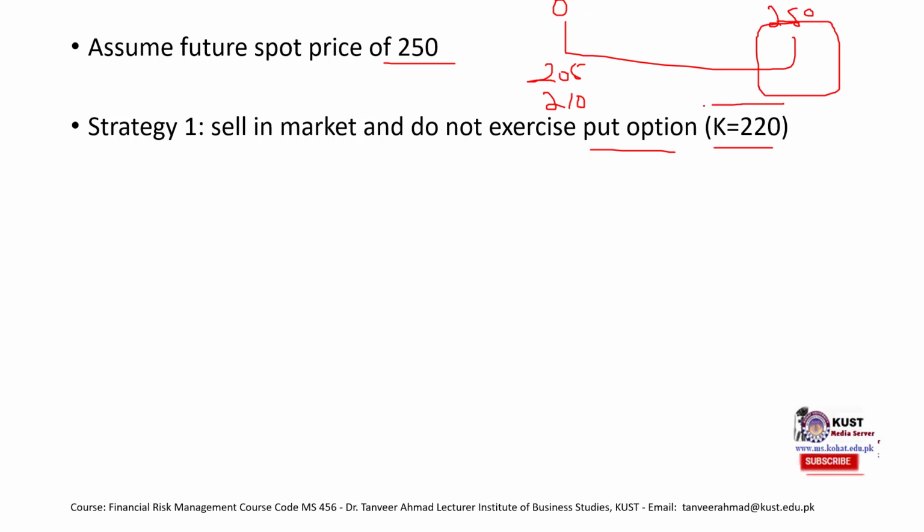Instead of selling at the agreed upon price of 220, we have the right to sell it in the open market, and we would obviously sell it in the open market for a higher price. So we would sell it at 250. So sell in the market and do not exercise the option.